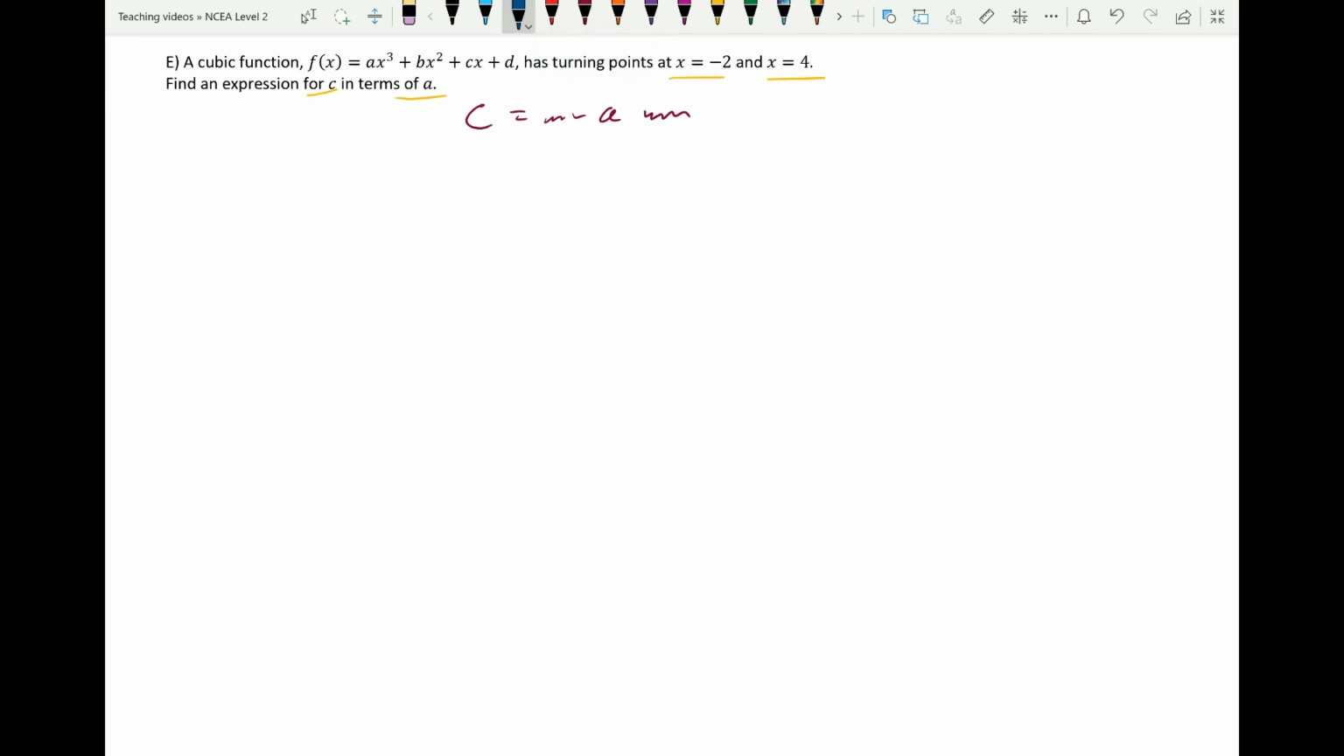So you might be thinking, well, how on earth are we going to do that from what we've got? But again, it's all about those turning points. And again, this is a calculus exam, so you know this question is going to require either differentiation or integration. Because we're talking turning points, it's differentiation, because that is related to gradients. Remember, at turning points, gradient is 0.